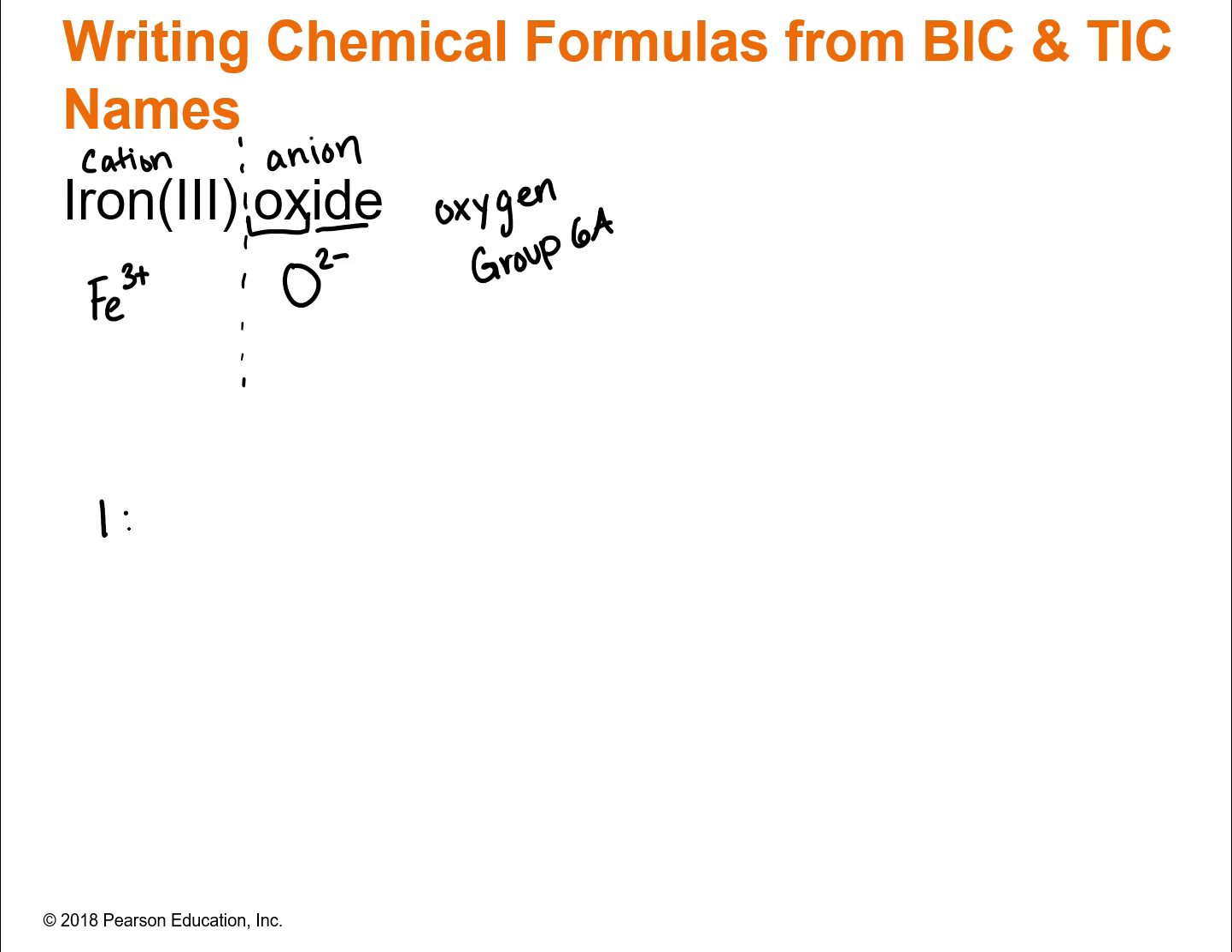If I took 1 iron ion, I'd have a +3 charge. If I added that charge to 1 oxide ion, that's -2. Add those together, I get something that's not 0. Okay. That's not neutral. So our formula can't just be 1 of the iron and 1 of the oxygen. It's got to be something else.